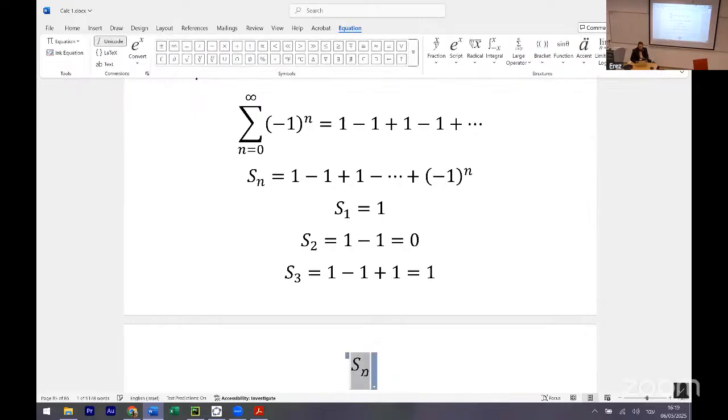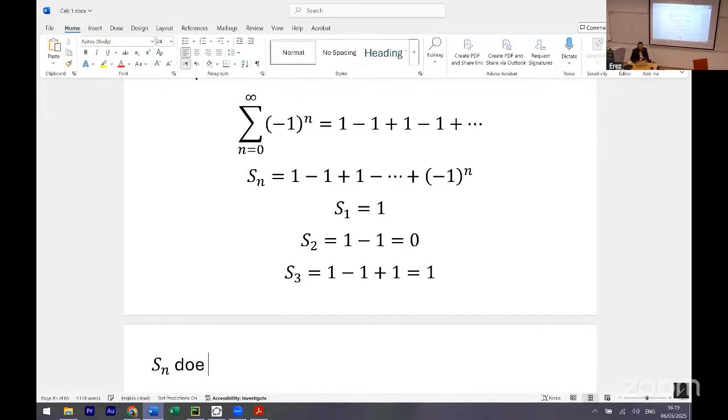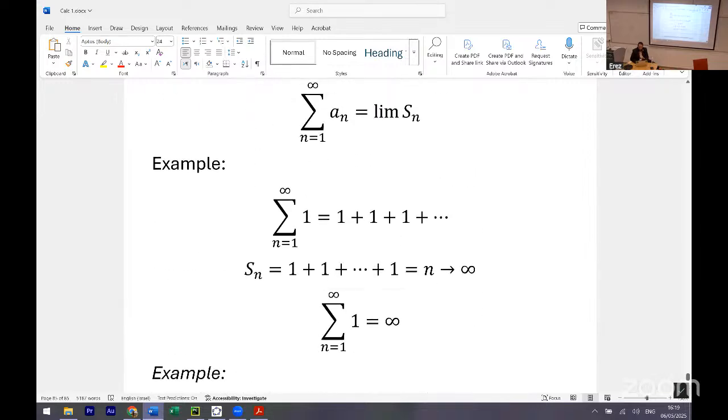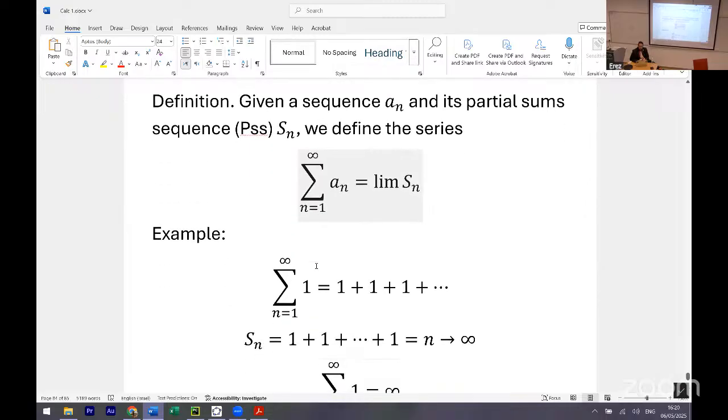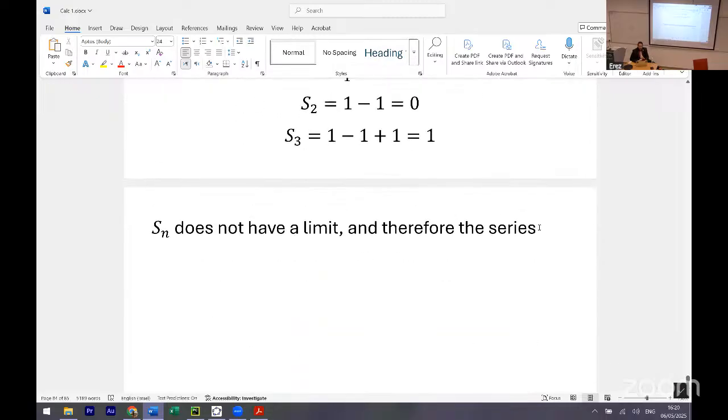S_n does not have a limit, and therefore the series. Did I actually say the word series? I didn't write it, I think. We define this. The partial sum sequence is a sequence, but the sum is called a series. A series is actually a limit of a partial sum sequence. So, and therefore the series does not converge.